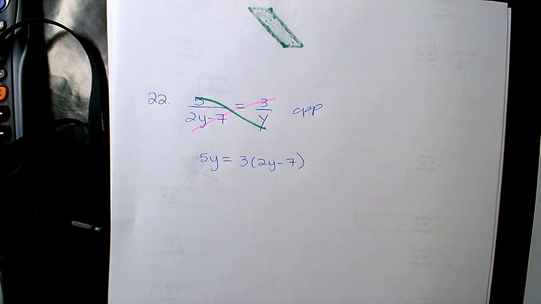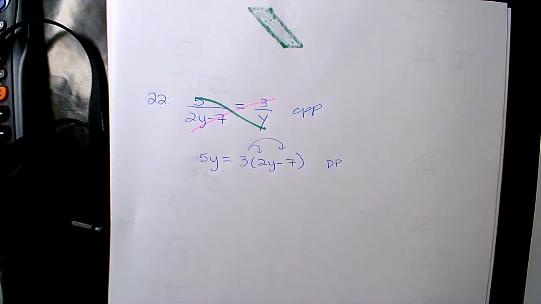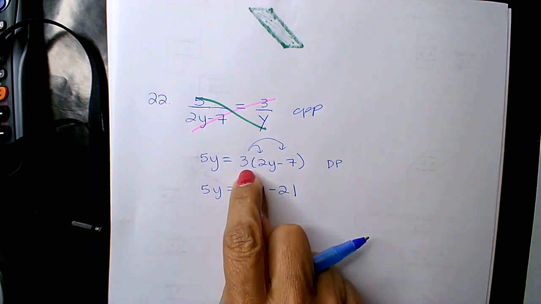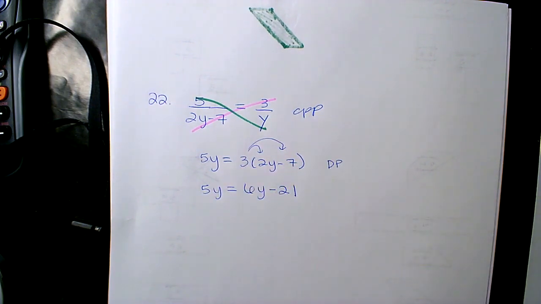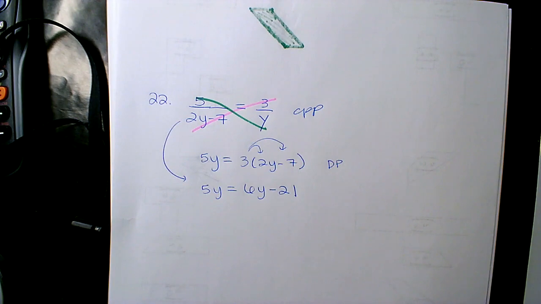So far, so good? All right, so distributive property. So I'm gonna, right? Keep going. Okay. Right, 3 times 2 is 6, 3 times negative 7, negative 21. And it's okay if you can do this in your head. It's fine if you jump from there to there. You don't have to show every single step if you're capable.